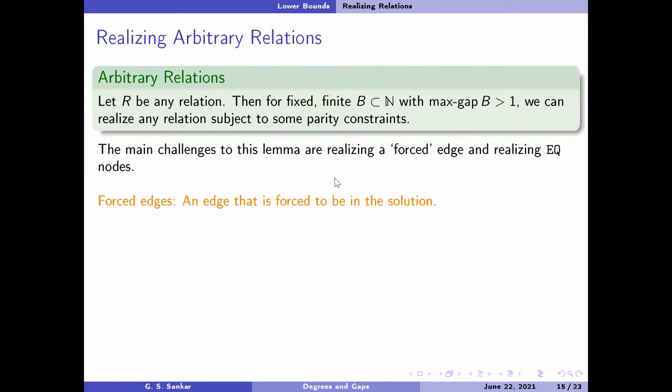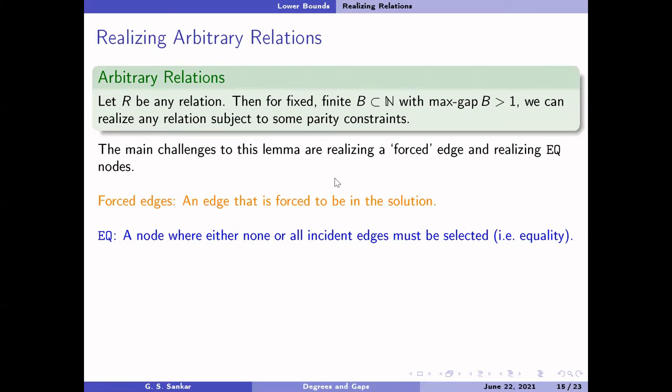So what's a forced edge? A forced edge is basically an edge that's always forced to be in the solution. And an EQ node is a node with the relation such that either all of its incident edges must be selected or none of them must be selected. So it's somehow an equality relation.